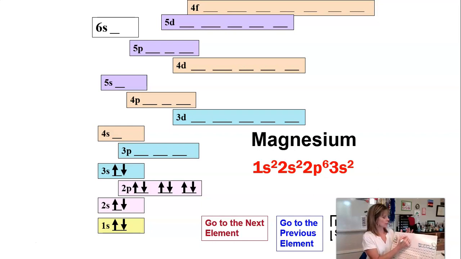1s2, 2s2, 2p6, 3s2. No, I don't expect you to go that fast. I go that fast. I've done it for a while. So that's the electron configuration for magnesium. 1s2 is filled. Go to the next row.